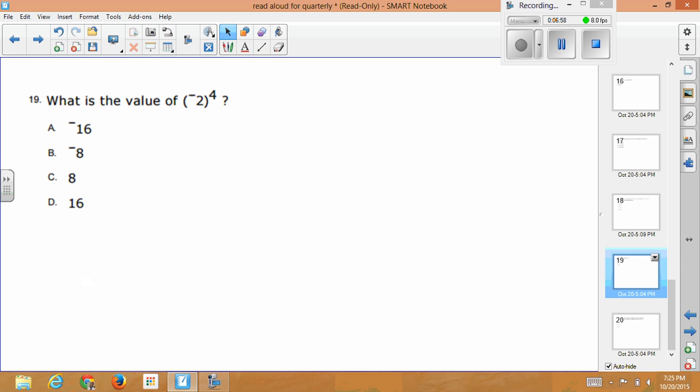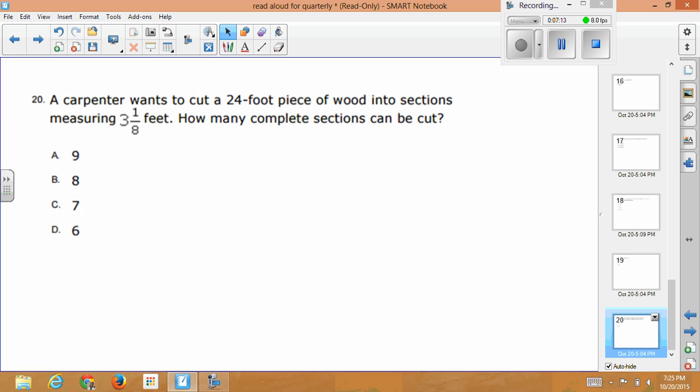Number 19. What is the value of negative 2 to the 4th power? A, negative 16, B, negative 8, C, 8, D, 16.